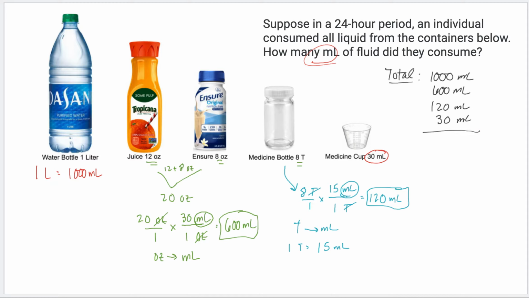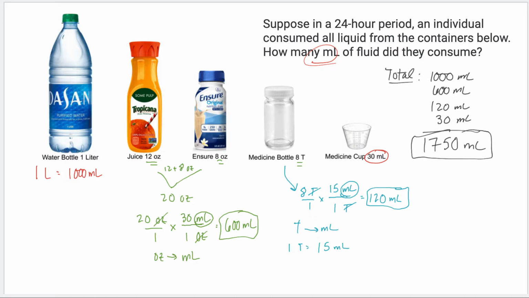So I'm going to go ahead and add all those up. So in my calculator, just to be safe, we may not need a calculator, but if you have one, go ahead and use that. 1,000 plus 600 plus 120 plus 30, we get 1,750 mLs. That is the total intake if somebody consumed liquid from all of these containers.